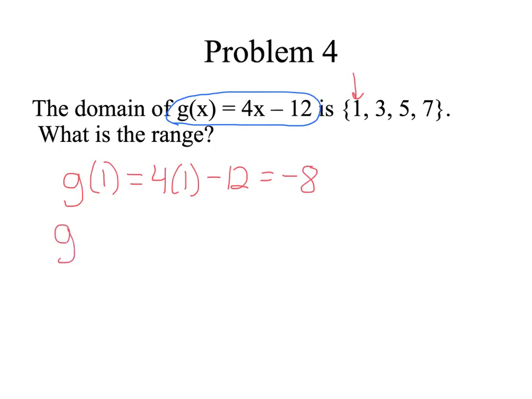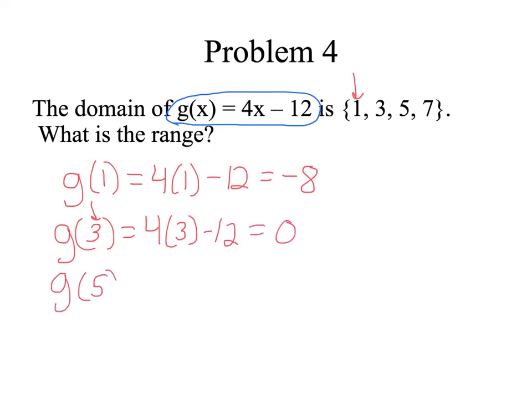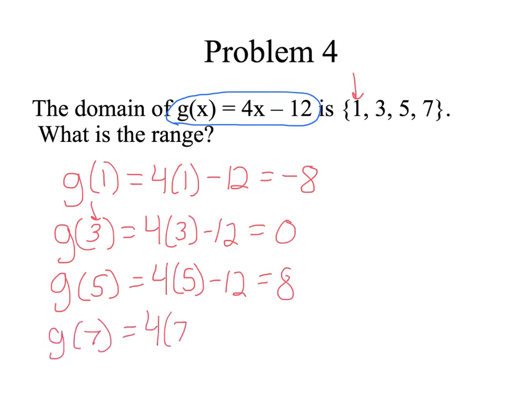And then we need to find g of 3. So the function evaluated when the x value is 3 is going to be 4 times 3 minus 12, and 12 minus 12 equals 0. Then we need to find g of 5. So 4 times 5 minus 12, 20 minus 12 is 8. And then we need to find g of 7, which is 4 times 7 minus 12. 4 times 7 is 28, minus 12 is 16. Okay, so what is the range?